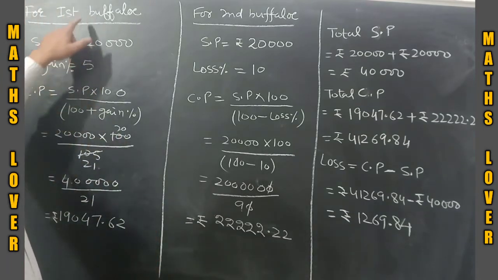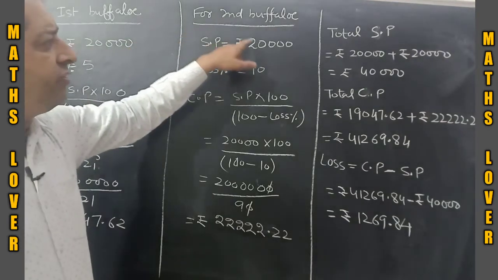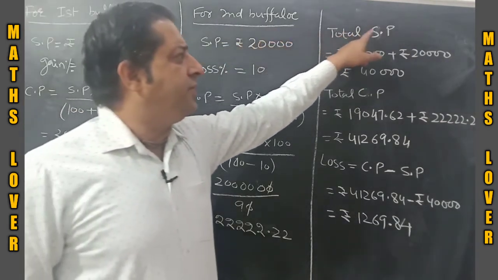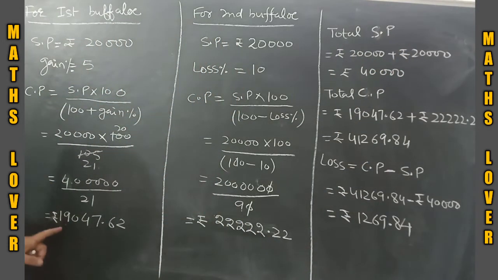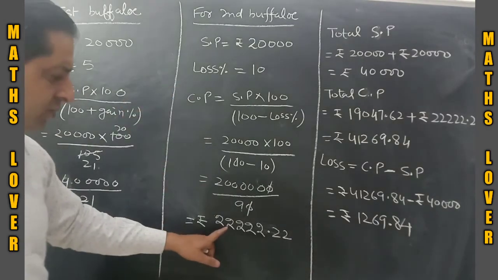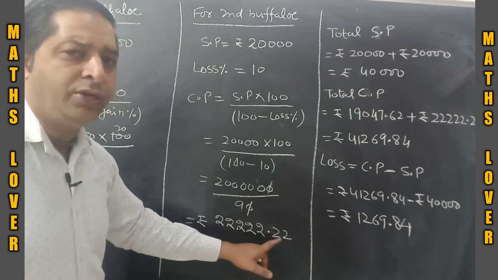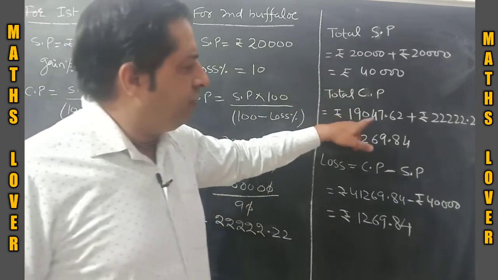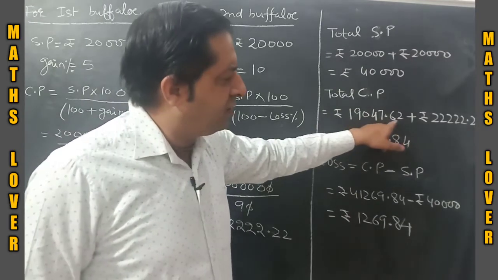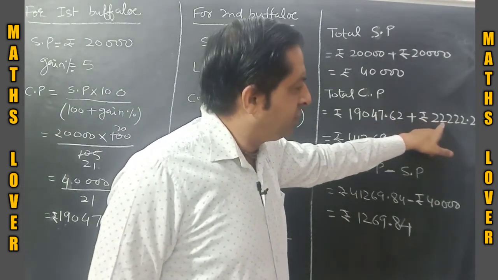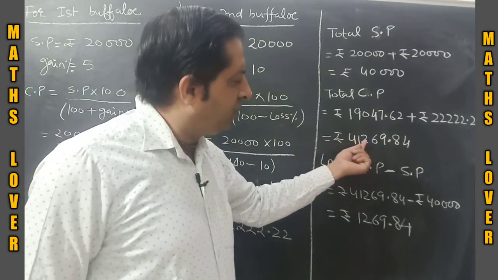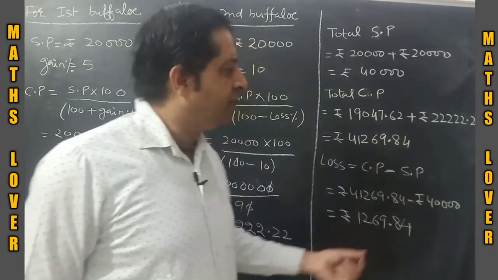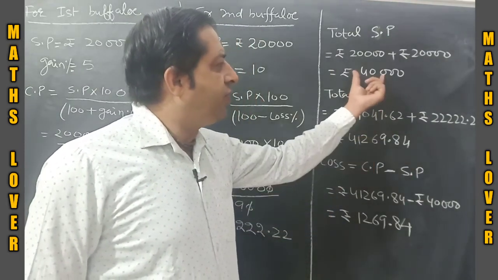Now we have to find whether he got an overall gain or an overall loss. SP of the first buffalo is 20,000, SP of the second buffalo is also 20,000, so total SP is 20,000 plus 20,000, which means 40,000. Now the CP of the first buffalo is 19,047.62 and the CP of the second buffalo is 22,222.22. So we will add both, 19,047.62 plus rupees 22,222.22. When we add them, we will get rupees 41,269.84.